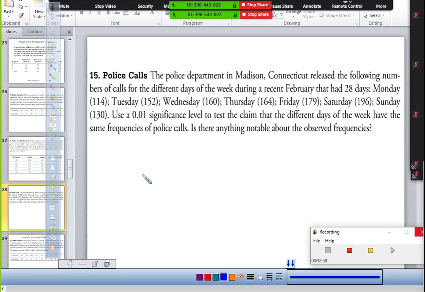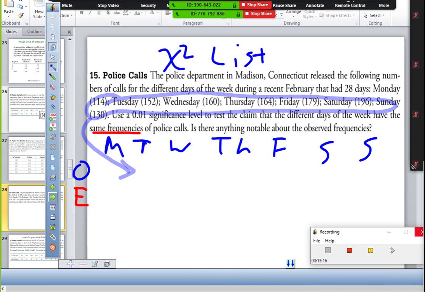All right, so what do you guys think for this one? The chi-square list? Yep, chi-squared lists. Yeah, most of you guys got that one. Sorry, I'm distracted. I'm trying to hunt down people who shouldn't be here. Okay. So this one is a chi-square list. It's got a list of days observed, right?